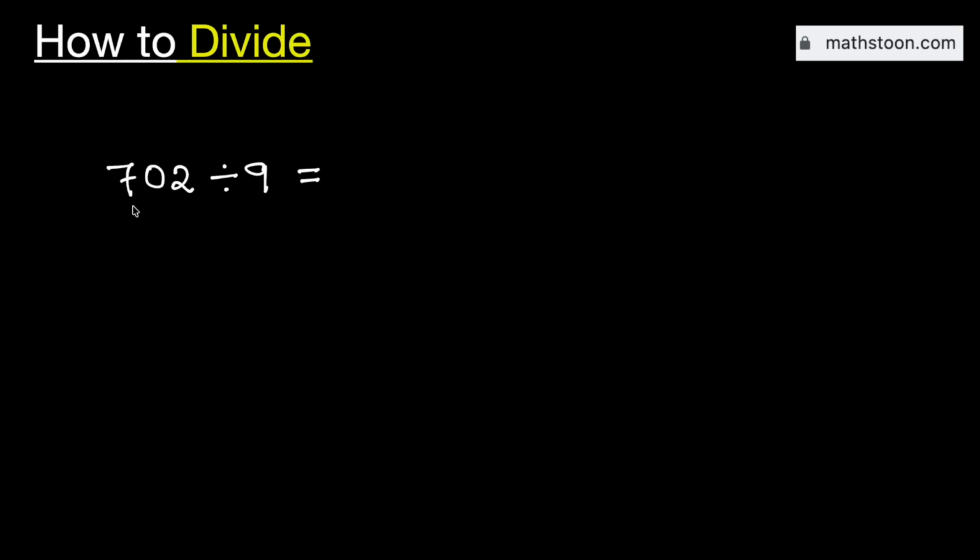In this video, let us learn how to divide the number 702 by 9 using the long division method. See that 7 is less than 9. That is why we will consider the number 70. 9 times 7 is equal to 63.